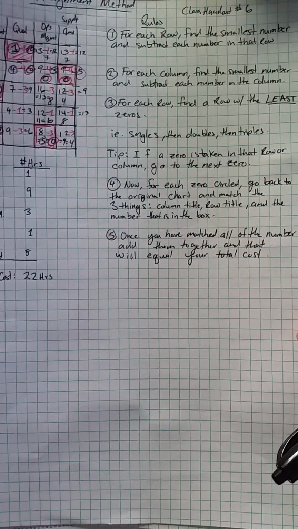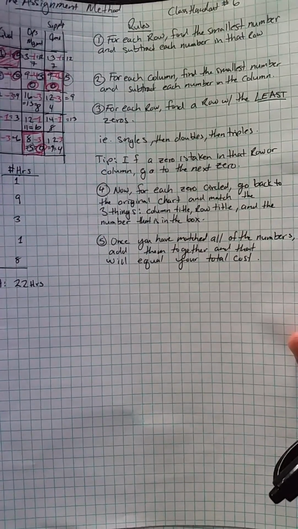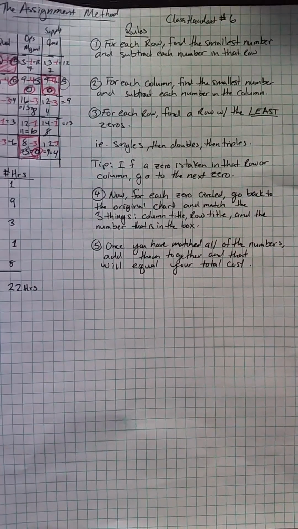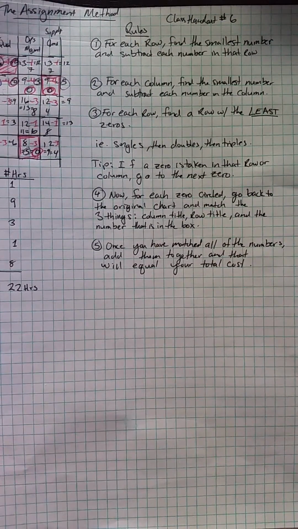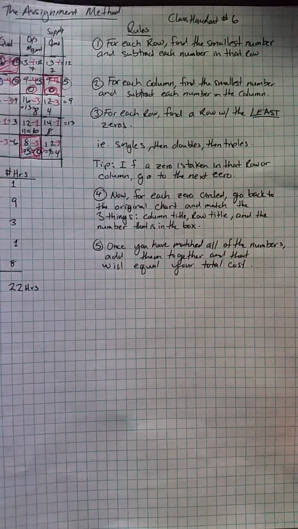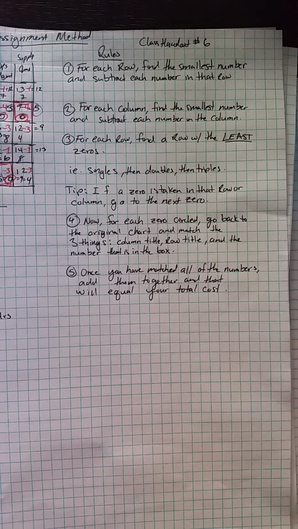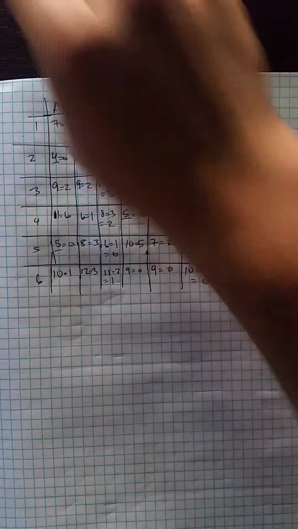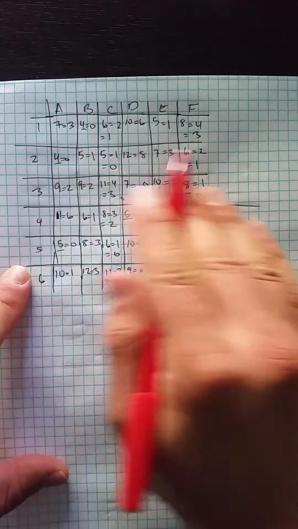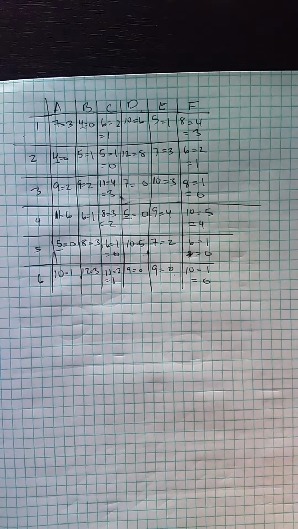for each row, find a row with the least amount of zeros. Some examples: you want to look for singles first, then doubles, then triples. And then there's a tip: if a 0 is taken in that row or column, go to the next 0. So I think we already discussed that. So we're going to go ahead and look for each row with the least amount of zeros.